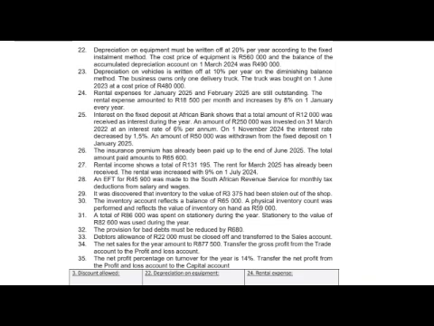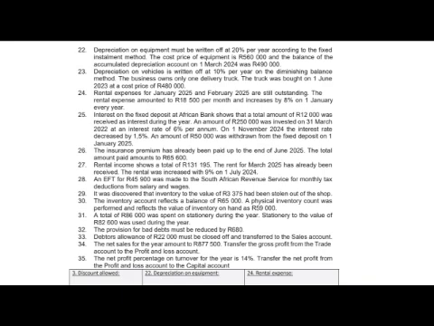22. Depreciation on equipment must be written off at 20% per year according to the fixed installment method. The cost price of equipment is 560,000 rand and the balance of the accumulated depreciation account on the 1st of March 2024 was 490,000 rand.